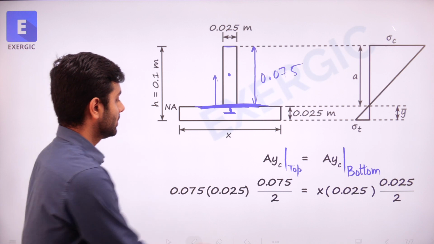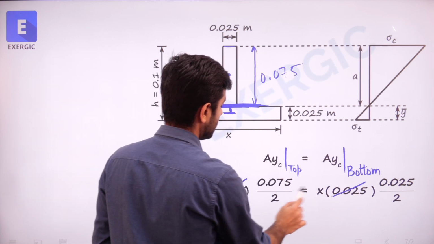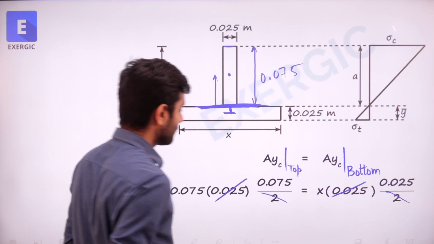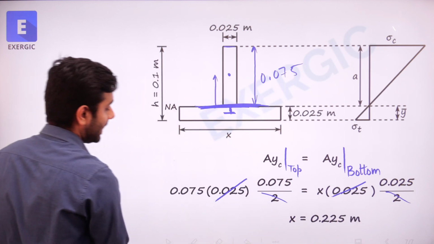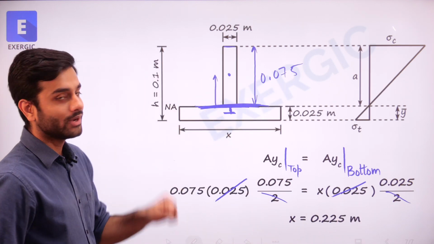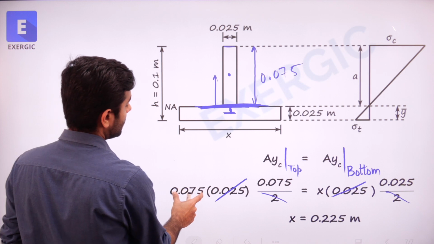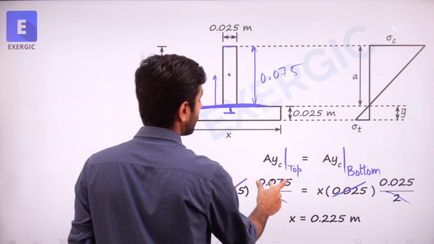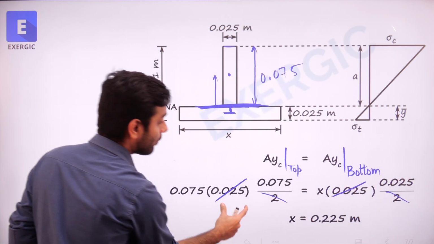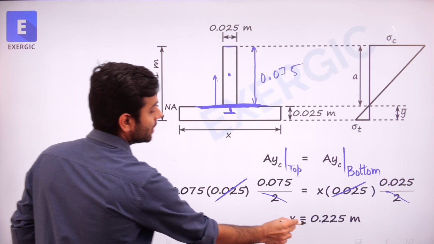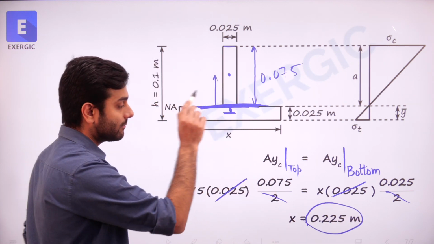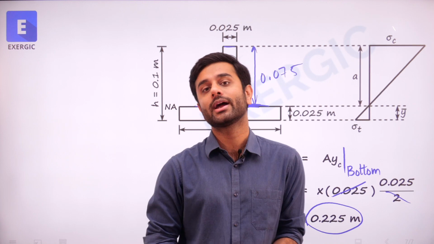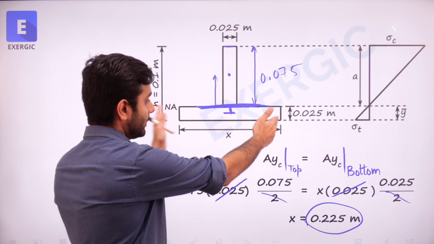Now what? Cancel this, cancel this, cancel 2, cancel 2. Solving it, you are going to get x is equal to 0.225 meter, means 0.075 multiplied by 0.075 divided by 0.025 is going to give you 0.225 meter. That's the required value for this width x.